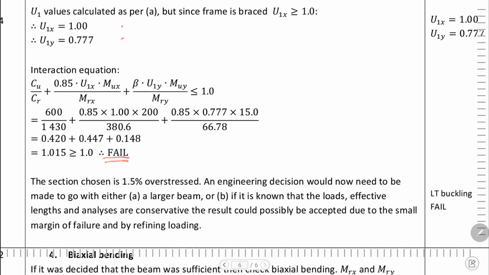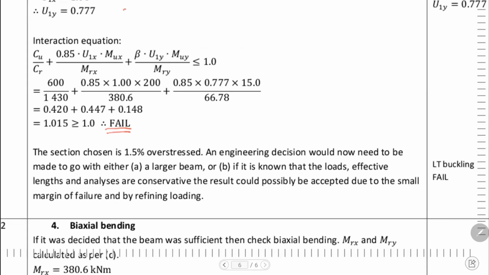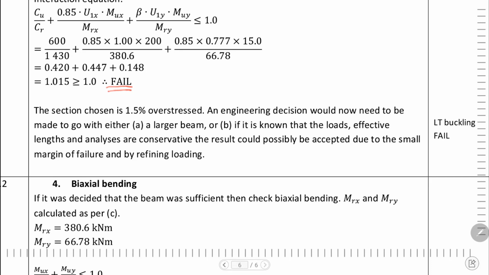At this point in time, you're going to have to make a bit of an engineering decision. Either you would need to go with a larger beam, or, if it is known that the loads and effective length analyses are conservative, the results could be accepted. So if you know you've rounded up the loads, you've approximated the length, it's not 6 meters, it's actually 5.8, etc., you could possibly accept it, but if everything's spot on, you would need a bigger beam size.